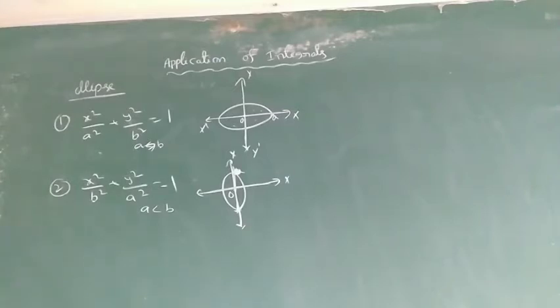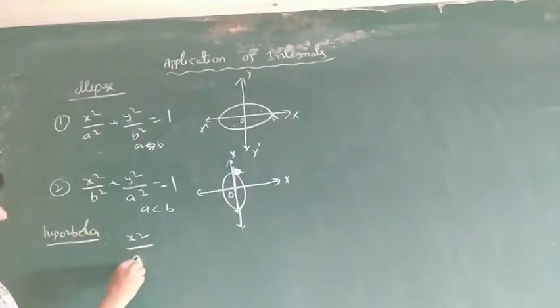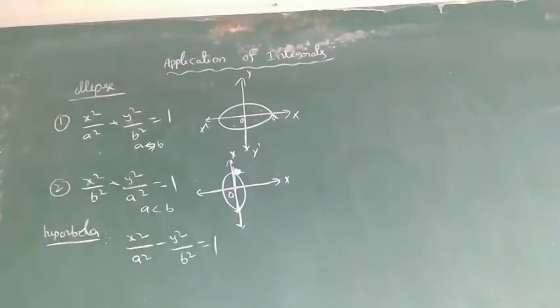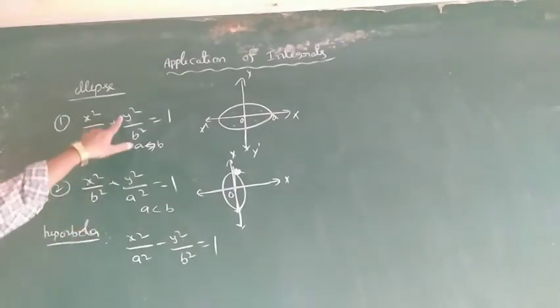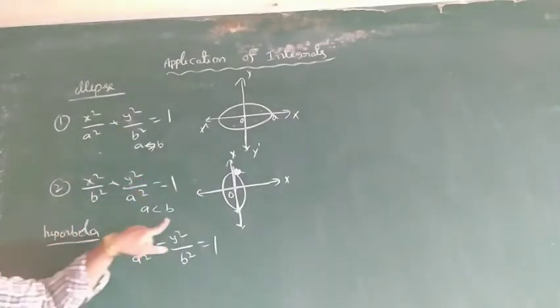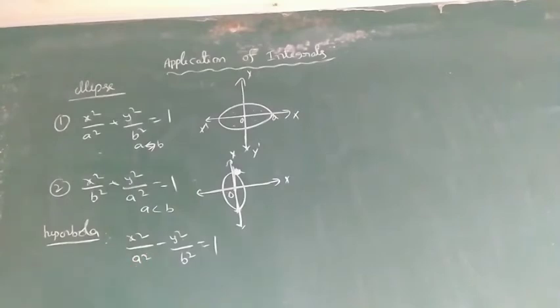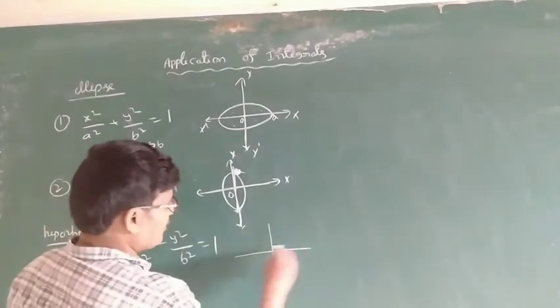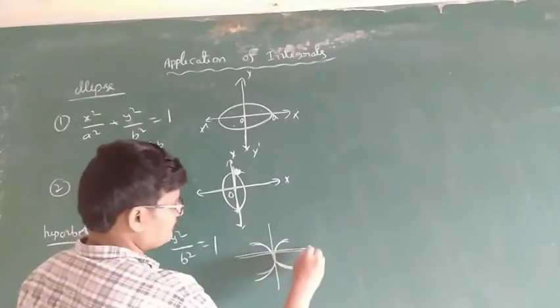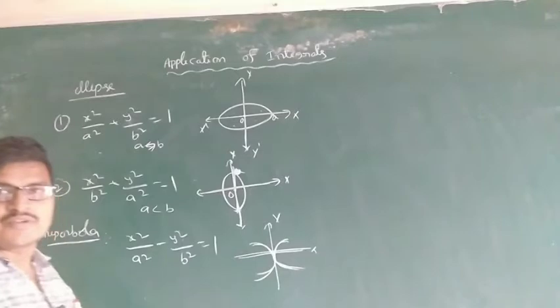So that is the first one. Next, the hyperbola. The hyperbola is x square by a square minus y square by b square is equal to 1. Now, what is the difference between an ellipse and a hyperbola? x square by a square plus y square by b square is equal to 1 means ellipse. x square by a square minus y square by b square is equal to 1 means hyperbola. This is the symbol of the hyperbola.